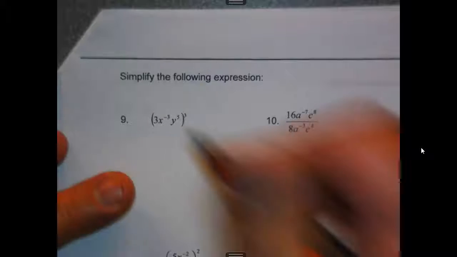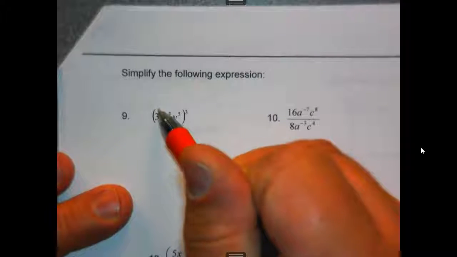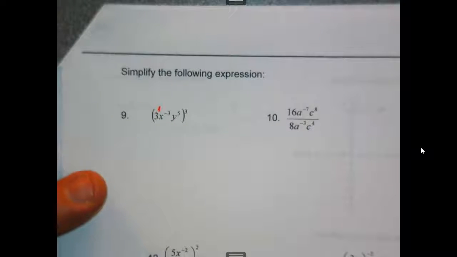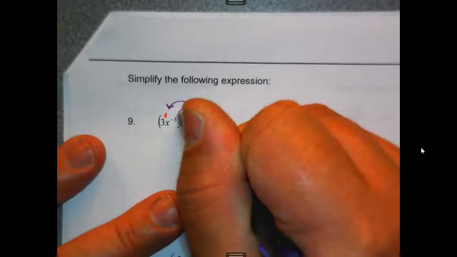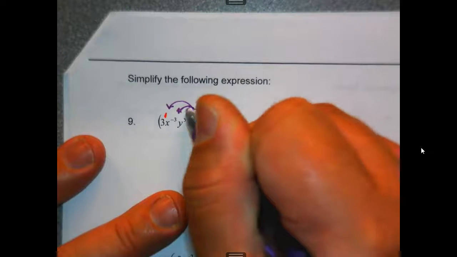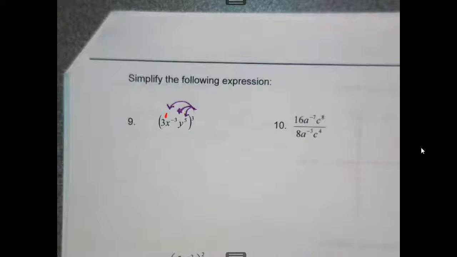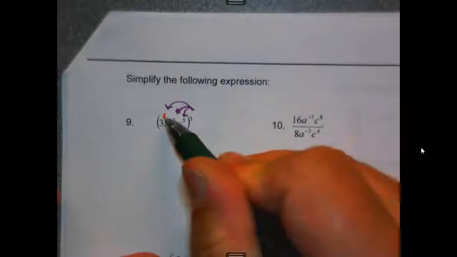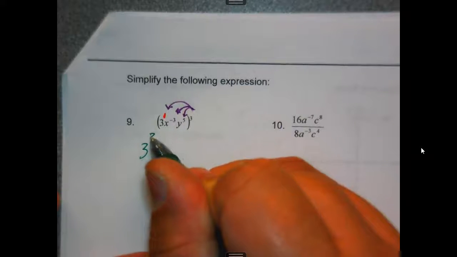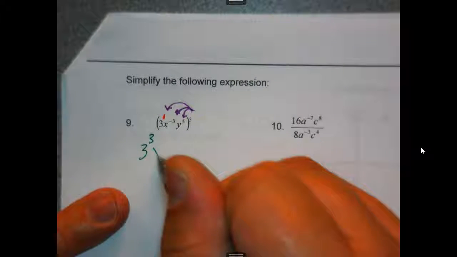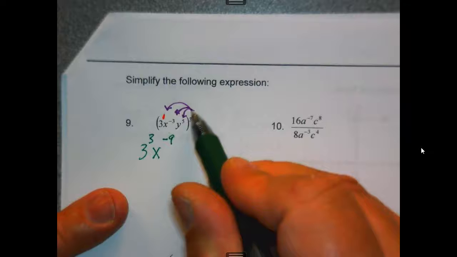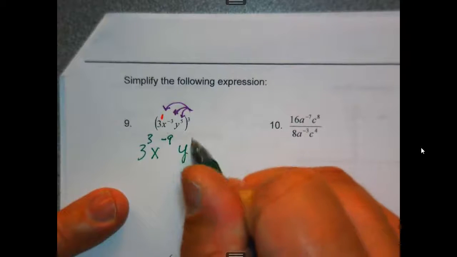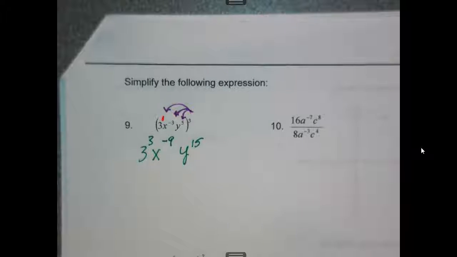All right, number 9. If I don't have an exponent with the number, it's the number 1. I have an exponent outside parentheses, so what do I have to do? Yeah, think of it as distributing, even though it's technically not. So I'm going to multiply the exponents. 3 to the first, 1 times 3 gives me 3 cubed. X to the negative 3 times 3 is negative 9. Y to the 5 times 3 is y to the 15th, and we can never leave our answers with negative numbers.